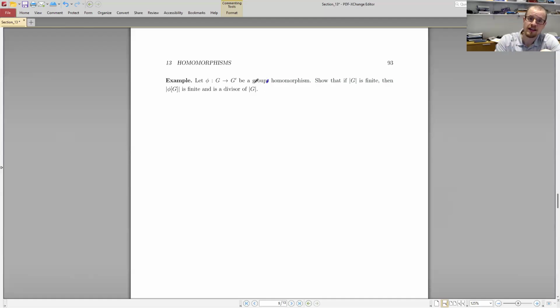If this said the image is finite and a divisor of the order of G prime, that would be pretty simple and straightforward. And that's actually an exercise that I would like you to take a look at. In that case, we assume that G prime is finite and we want to show that this thing is a divisor of the order of G prime. So you should take a look at that. Here, what we want to do is, of course, consider the problem as it's given.